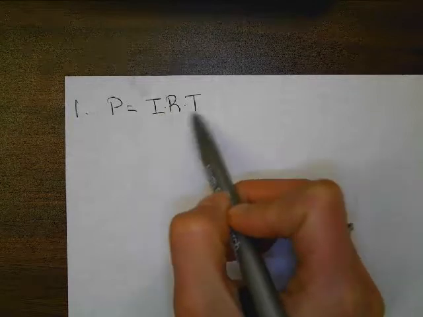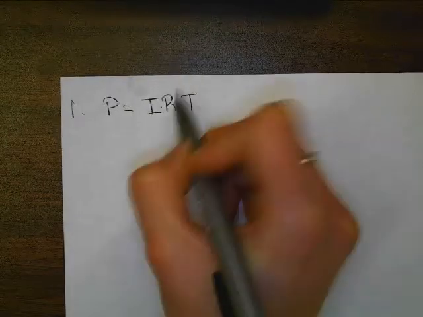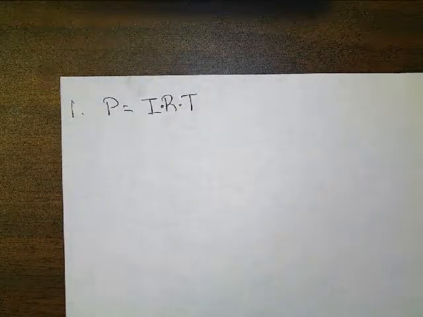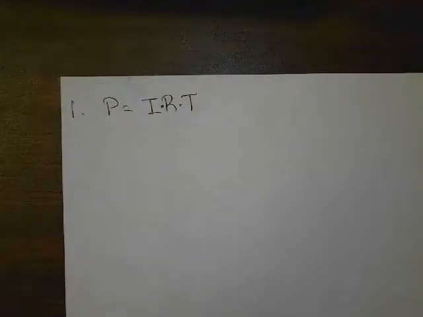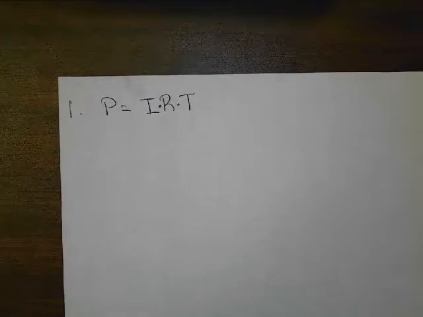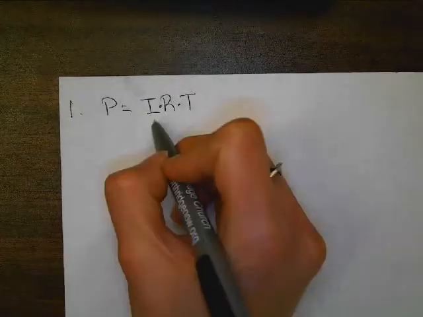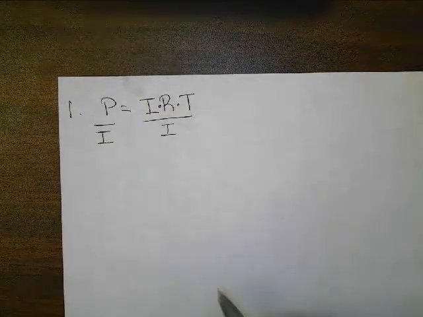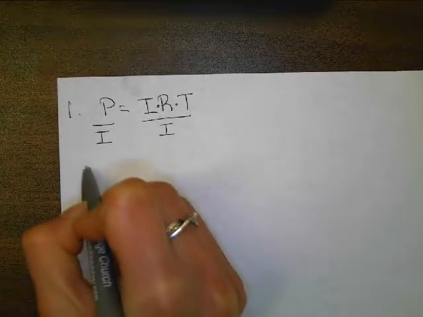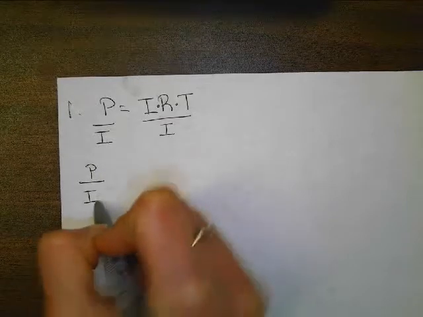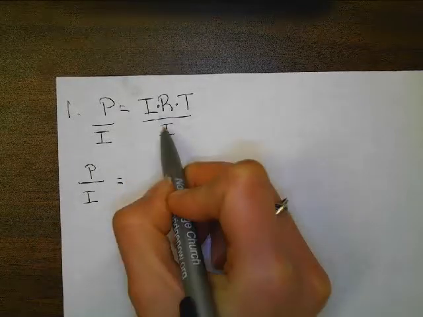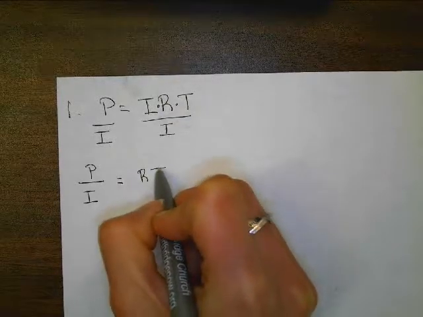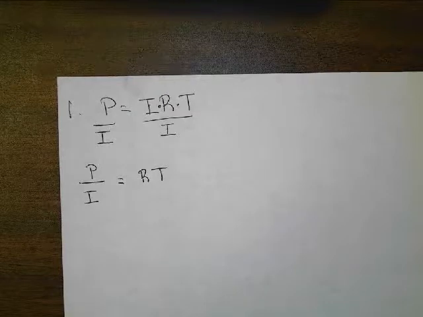Well, if I look at this part right here, it's I multiplied by R, which is multiplied by T as well. So in order to get T by itself, I need to do the inverse of multiplication, which is division. So first, I'm going to divide both sides by I. When I divide both sides by I, I get P divided by I equals, now those I's, I divided by I is 1, so I'm just left with RT.